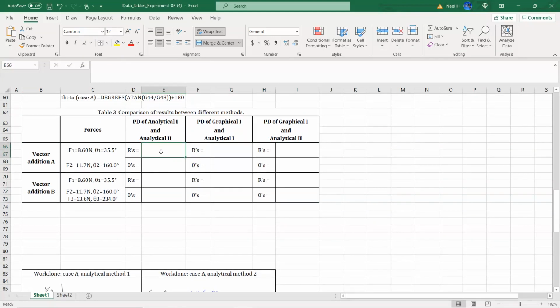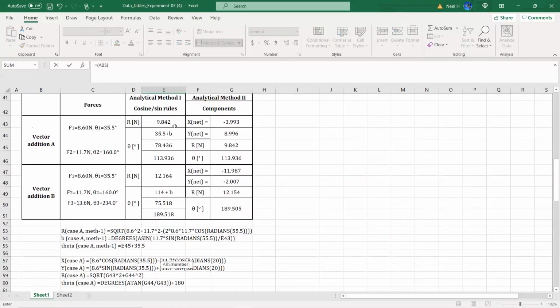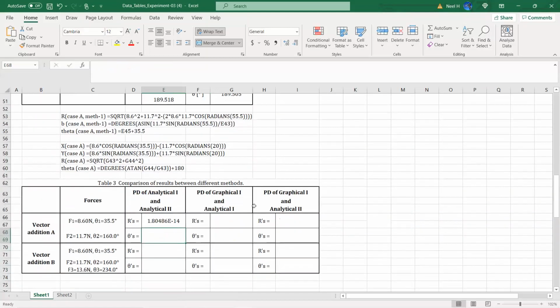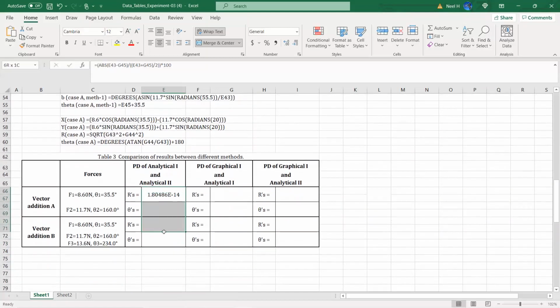Okay, all the resultants equal open bracket, ABS, open bracket, analytical 1 resultant, table 2 E43, minus analytical 2 resultant, table 2 G45, close bracket, divide by, it's a percentage difference. The denominator should be the average, okay: open bracket E43 plus G45, close bracket, divide by 2, close double bracket, multiply by 100. And make sure all of these are in just numbers.